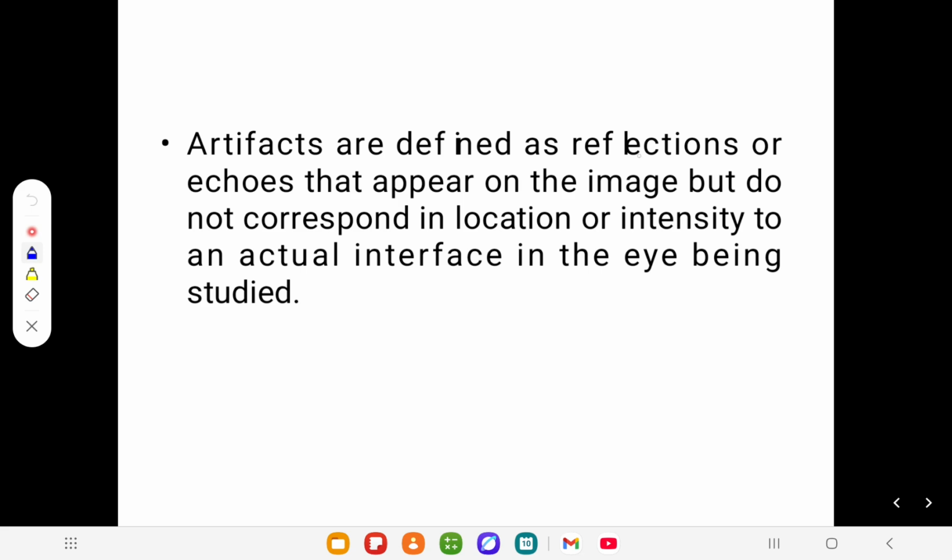So basically, you see a reflection, it appears there is an echo, but that's not where anything is. If there's nothing there particularly, it's just a facade, it's just an artifact. So reflection and echo appear in the image, but there is nothing there.